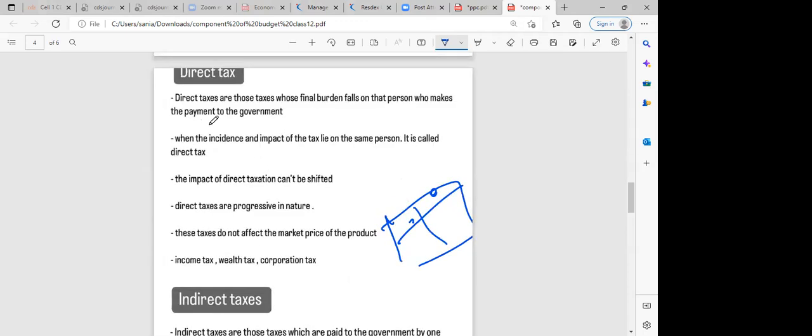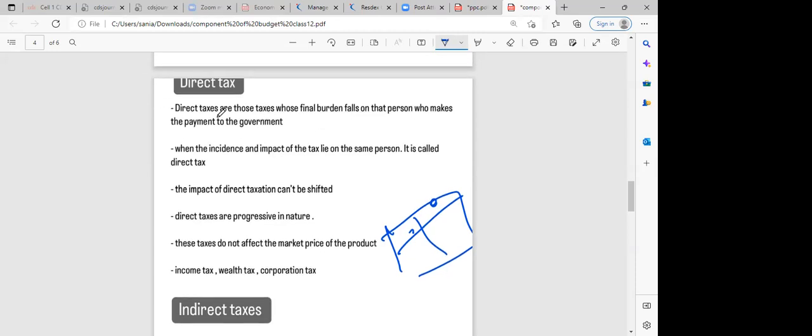Okay, I'm done. Direct taxes are those taxes whose final burden falls on the person who makes the payment to the government. For example, if it is my property, then I have to pay the tax. You cannot pay on my behalf. I purchase the property, I have to pay the tax. I am doing a job, I have to pay the tax. Nobody can pay on my behalf.